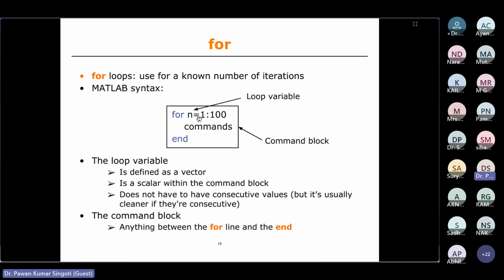So the loop variable will be there, at what limit you want, 1 to 100, 1 to 10, 1 to 1000, and the command will be there. Okay, the loop variable is defined as a vector. It is a scalar within the command block and does not have consecutive values. Anything between the for line and the end. So it will start at for and it will end at the end point.